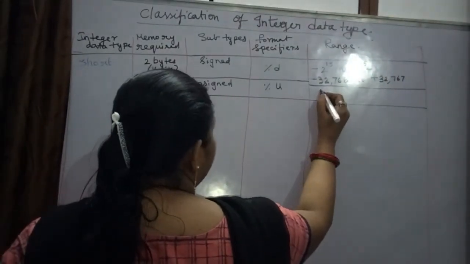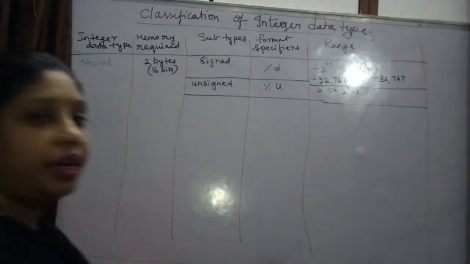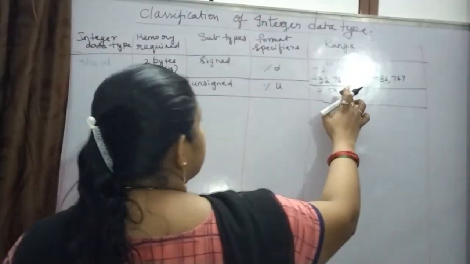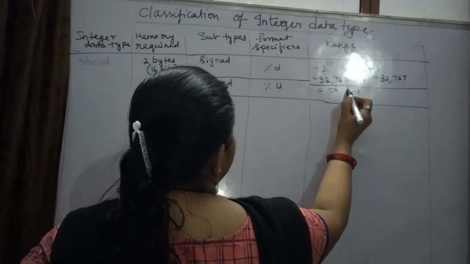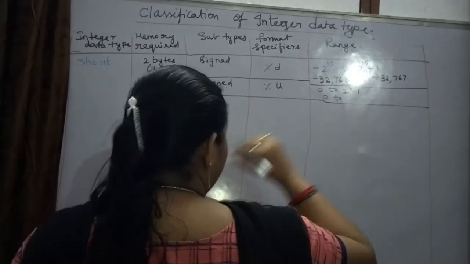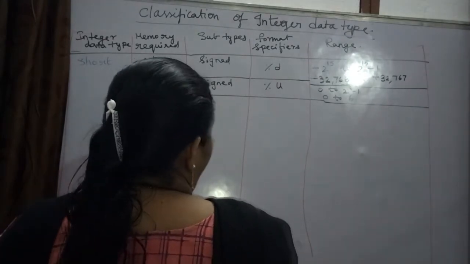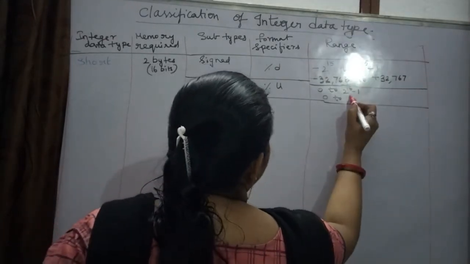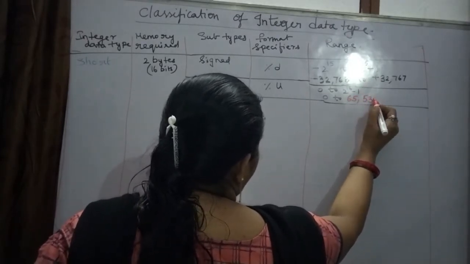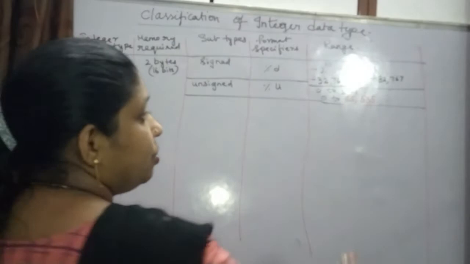Now for unsigned, you have a formula: 0 to 2 to the power of 16 minus 1. Sorry, it's not 15, it's 16. So 2 to the power of 16 minus 1 comes around 65,535. Okay, just now we have calculated this before the explanation.